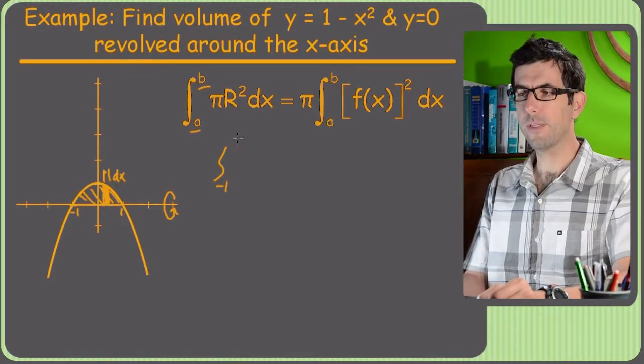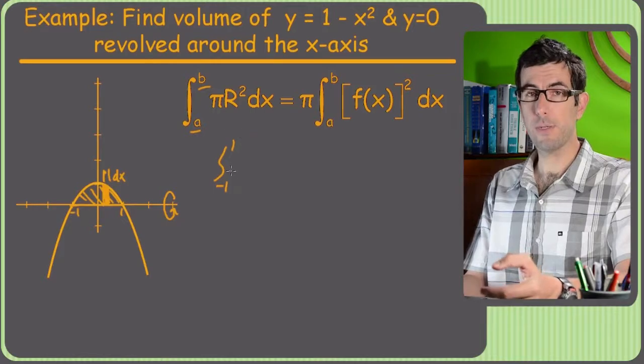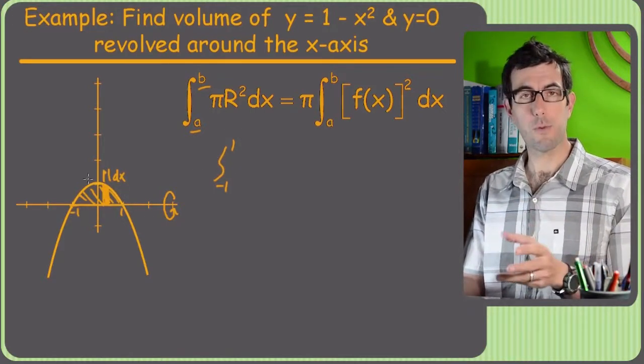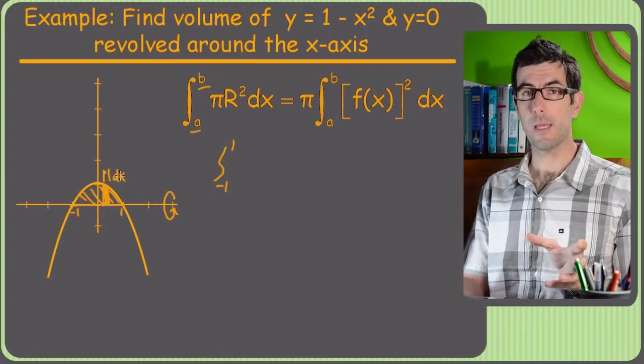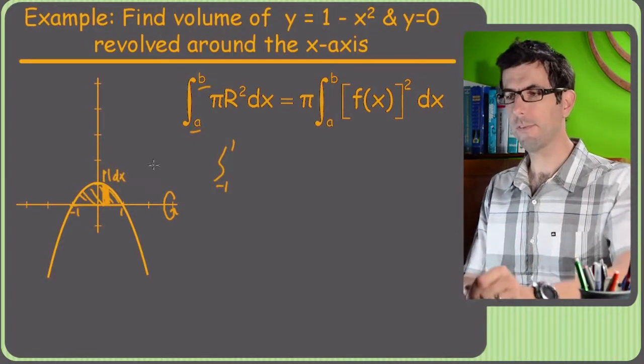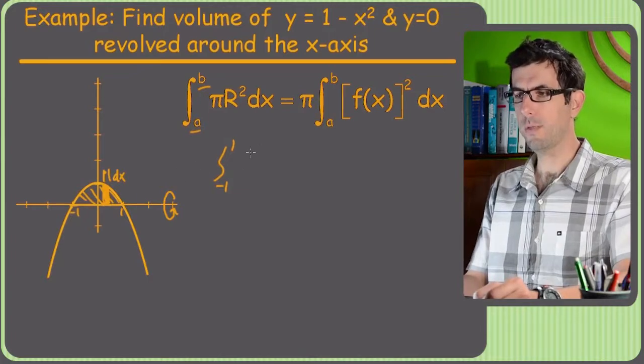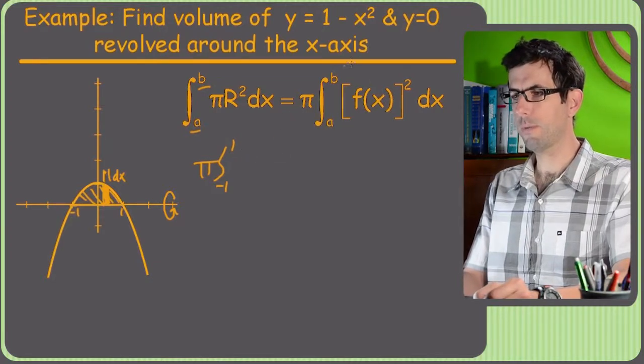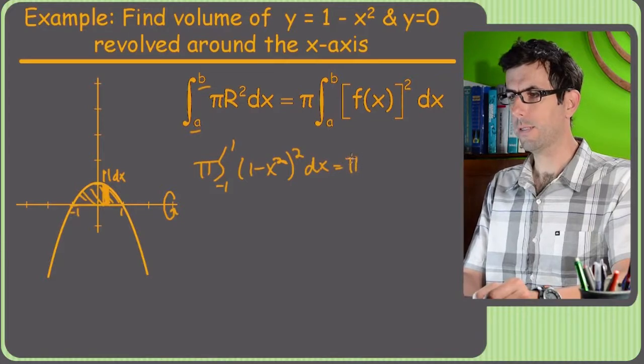And we're finding those the same way that you found the limits of integration when you were finding the area between curves. So as far as looking at the region and analyzing it, it's just like when you found the area between curves. So -1 to 1, and then we get a pi. Throw a pi out front. And then we got f of x, which is 1 minus x squared, and then that gets squared, and we got a dx. Alright, so that's pi times the integral from -1 to 1.